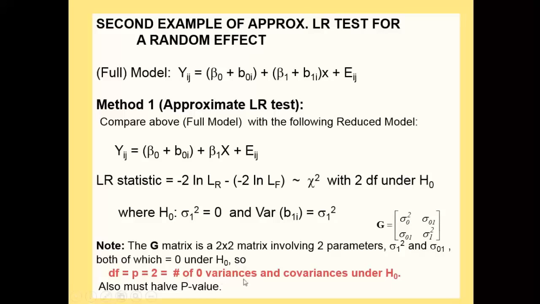It's the number of zero variances and covariances under the null hypothesis. If the null hypothesis was true, that sigma 1 square was 0, then the covariance between B1I and B0I is also 0. This was 0, this has to be 0. So there are 2 parameters that have to be set equal to 0. That's why the degrees of freedom is 2. Got that? That's the second thing, and it's a reasonable test. It's not as good as the third thing, which I'm building up for, the grand finale. So that's the first thing.